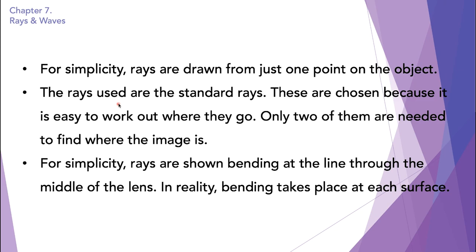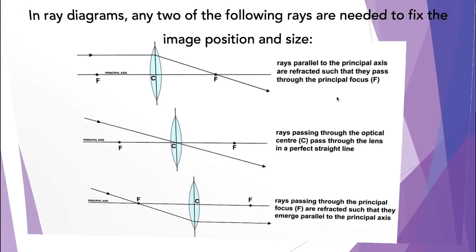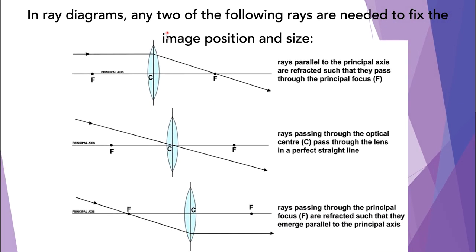Secondly, the rays used are the standard rays. These are chosen because it is easy to work out where they go. These are the standard rays. These are the three rays we use to make a ray diagram. But remember, only a pair of these rays can be used. Not all three are used. Only two of these rays are used to form a ray diagram. There can be many pairs. It can be these two, these two, these two. So any two of these rays are needed to fix the image position and size.